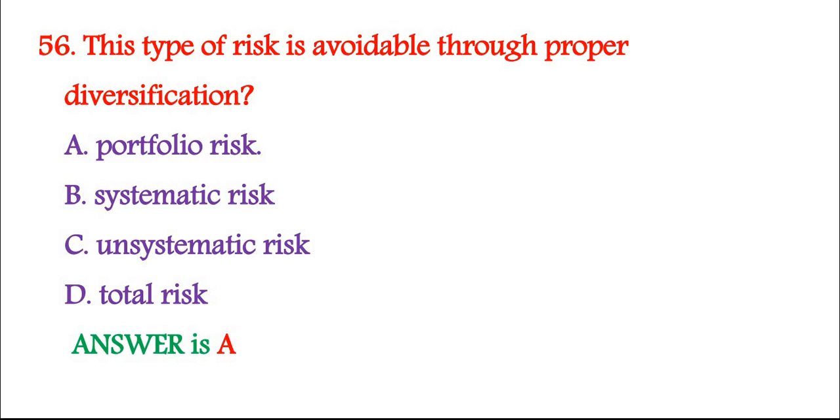56. This type of risk is avoidable through proper diversification. A. Portfolio risk, B. Systematic risk, C. Unsystematic risk, D. Total risk. Answer is A.